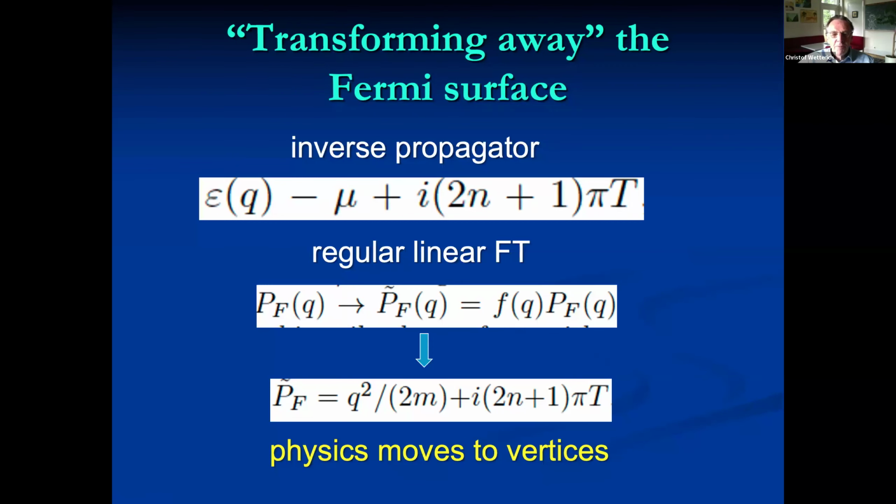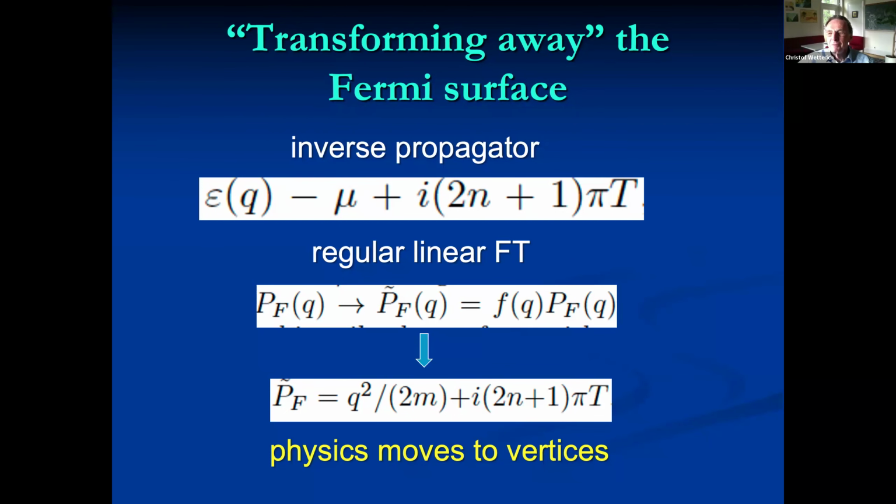So now I can easily make a regular linear field transformation. I just transform every momentum mode by square root f of q. This should not have a zero such that it's regular. And by this field transformation, I can immediately transform my inverse fermion propagator to q squared over 2m plus a temperature-dependent part. So what has happened? It's now a free theory. You can also keep a chemical potential if you want. The Fermi surface has completely disappeared.